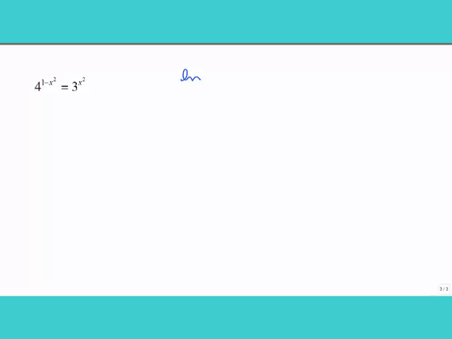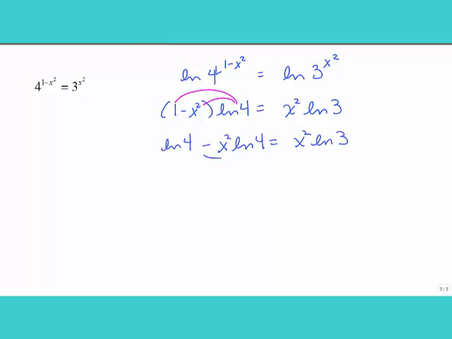This problem has exponents on both sides, but each base is isolated. I take the natural log of both sides, bring down those exponents. I will distribute here because dividing by the natural log of 4 will not do me any good. Since I have two terms that have x squared, I need to get them together on one side of the equation. I will add the x squared natural log of 4 term to each side.